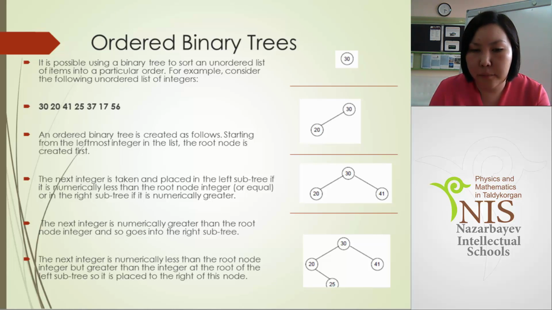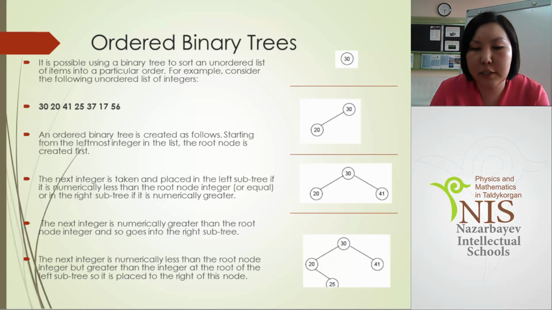Ordered binary trees. It is possible using a binary tree to sort an unordered list of items into a particular order. For example, consider the following unordered list of integers: 30, 20, 41, 25, 37, 17, 56. An ordered binary tree is created as follows. Starting from the leftmost integer in the list, the root node is created first. As you see in the picture on the right, the number 30 will be our root.